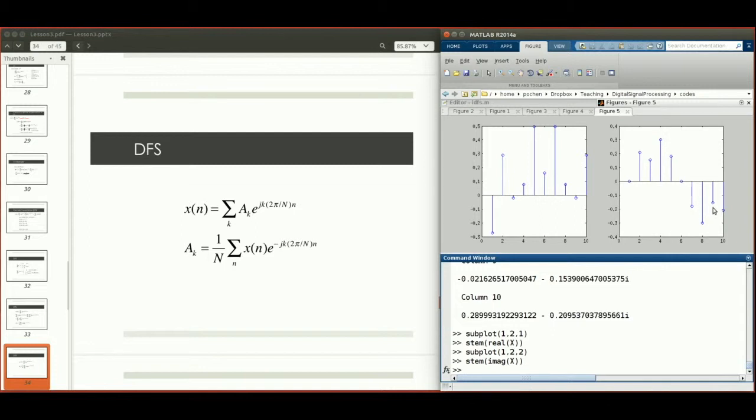Right. And you can see the imaginary part seems to be antisymmetric. And then the real part seems to be symmetric, except for this stick at the beginning. Otherwise, it's symmetric. The same is true for the imaginary part, except for this first point. Otherwise, it looks like it's antisymmetric, right? We're going to look at the why later on, after we have talked more about DFS.